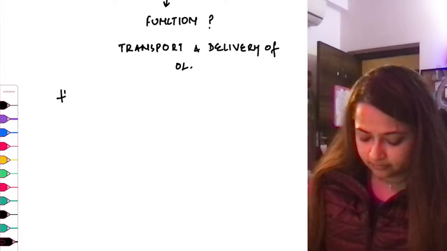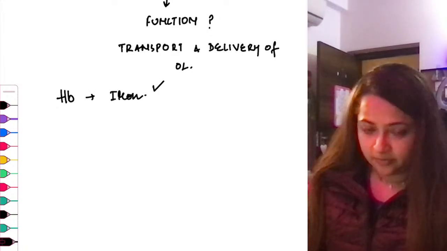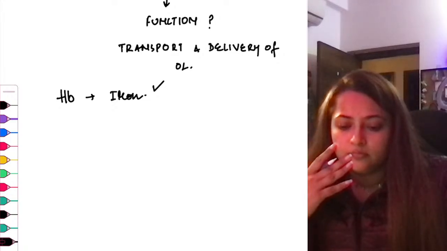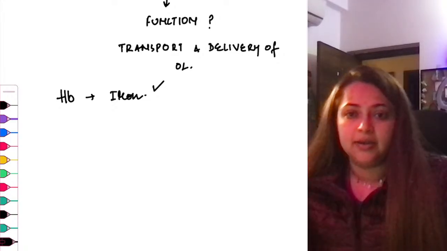hemoglobin contains iron. Can anyone tell me what type of iron is contained in hemoglobin? What type of iron is contained in the hemoglobin?